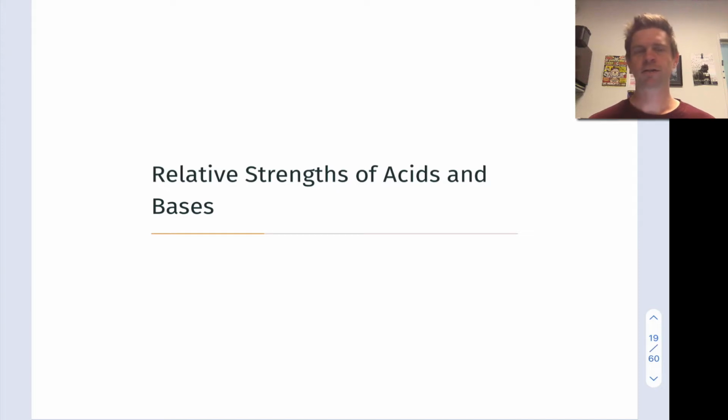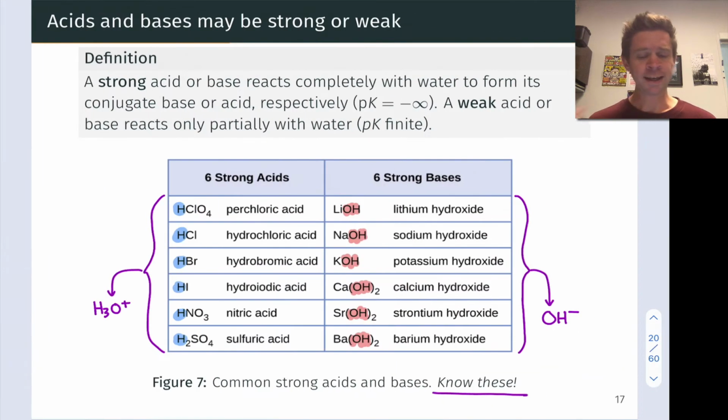In this video, we're going to discuss the relative strengths of acids and bases, return to this distinction between strong and weak acids and bases, and see how this distinction relates to pKa or pKb. To begin, let's talk about what we really mean when we say a strong acid or base versus a weak acid or base. We can quantitatively think about those two terms using pKa and pKb.